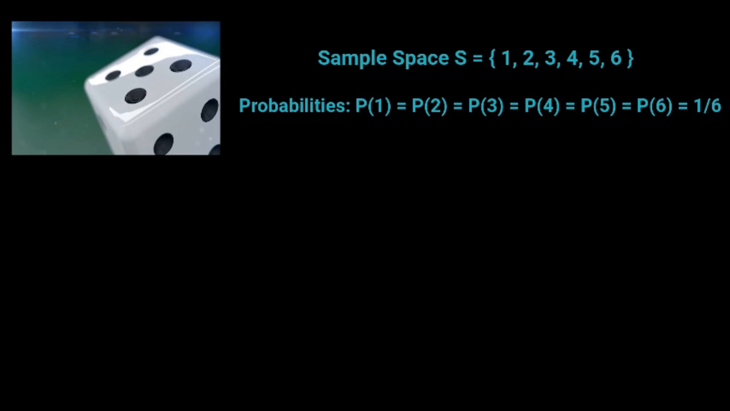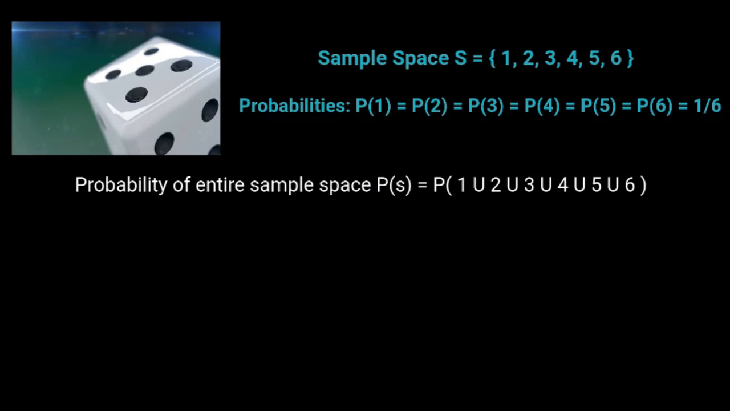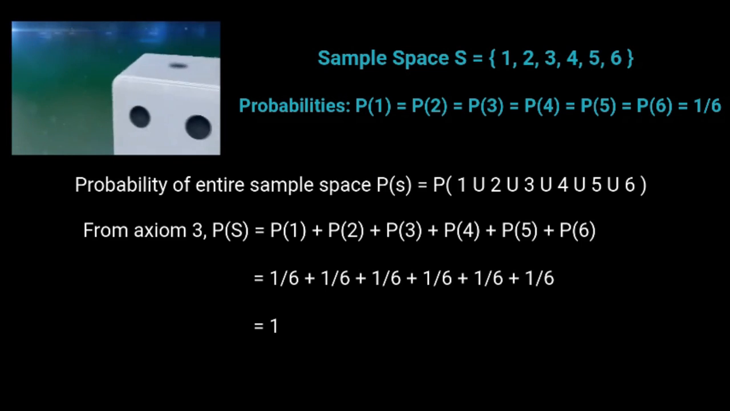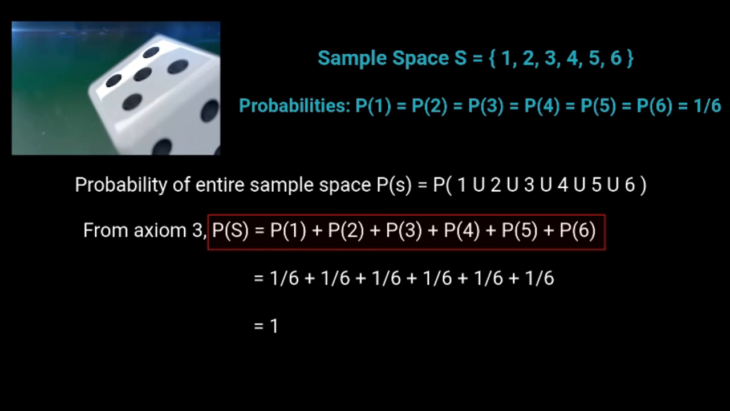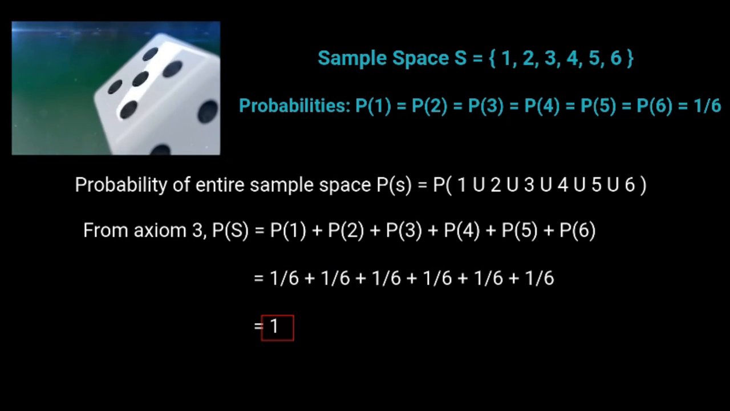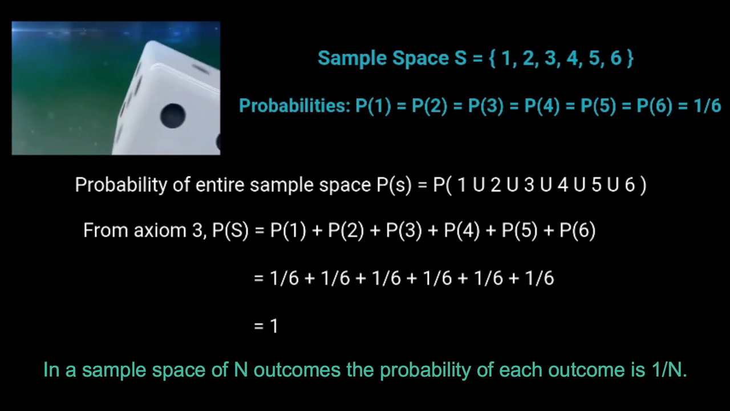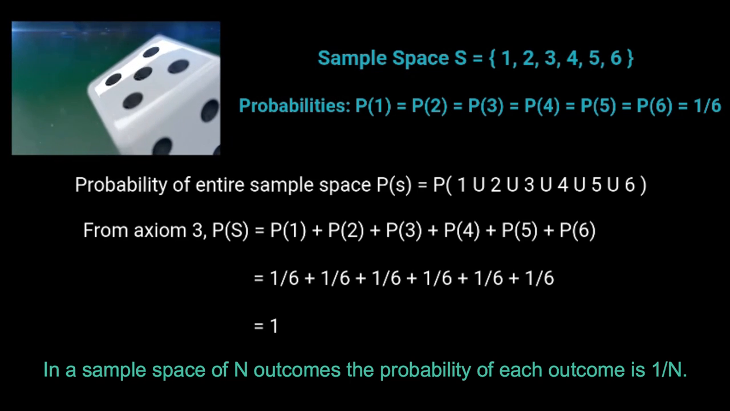Now let us consider the probability of the entire sample space. Then the probability of the sample space, P of S, is equal to the probability of the union of all the outcomes. From axiom 3, we can write P of S as the sum of individual probabilities. By substituting 1 by 6 for each probability, we get unity. Hence, we can say axiom 2 is satisfied. As a conclusion, if the sample space has n possible outcomes, then the probability of each outcome is 1 by n.